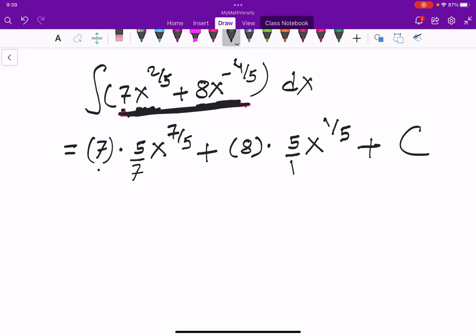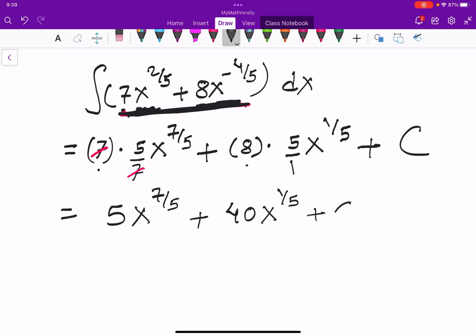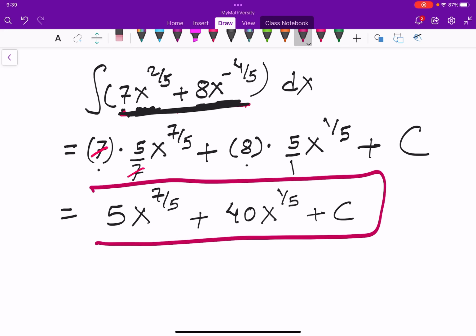But let's try to simplify this. We can see over here 7 is a common factor at the top and bottom, so we can cancel that out. If you do that, we'll have 5 times x to the power 7 over 5, and then plus 8 times 5 is 40, divided by 1 is just 40. So we have 40 times x to the power 1 over 5 plus C as the antiderivative of the given function.